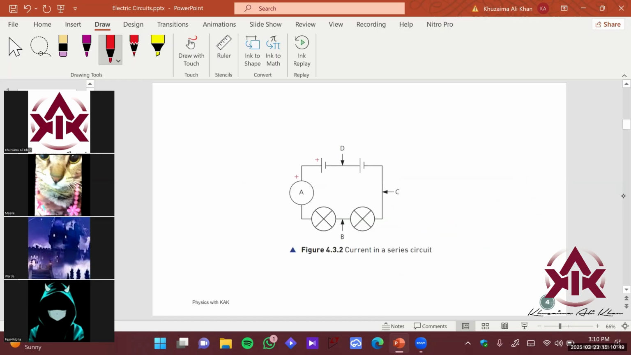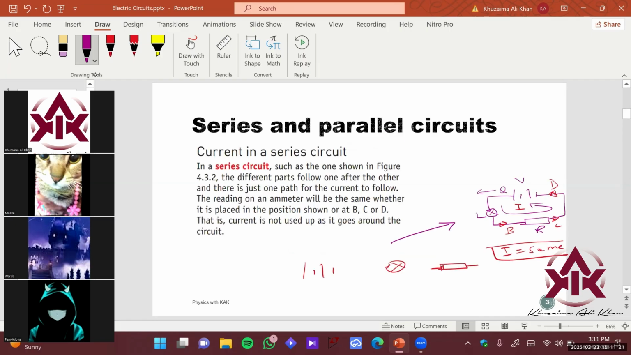If you see this over here, this is again the same topology. They have created a battery using two cells, and they have placed two lamps in series with an ammeter also. They're saying if you measure current at any point in the circuit, whether this point, this point, or this point, the current is going to be the same. This is the property of a series circuit.